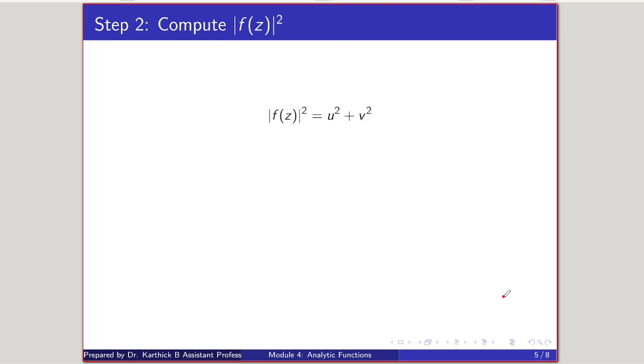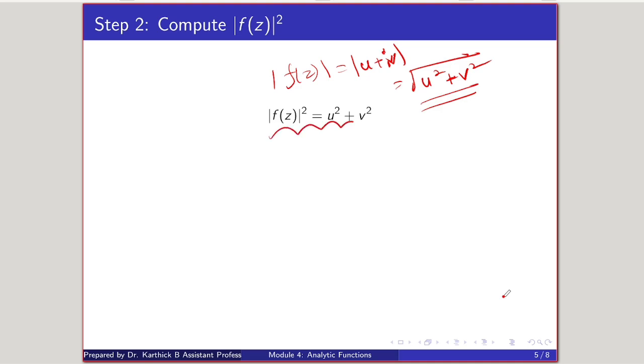Let me take a part. Modulus of f of z will be equal to modulus of u plus iv. For a complex number, we take the square root of the sum of the squares of each term. So this is the value for modulus of f of z. If I bring the square root to the other side, modulus of f of z whole squared equals u squared plus v squared.